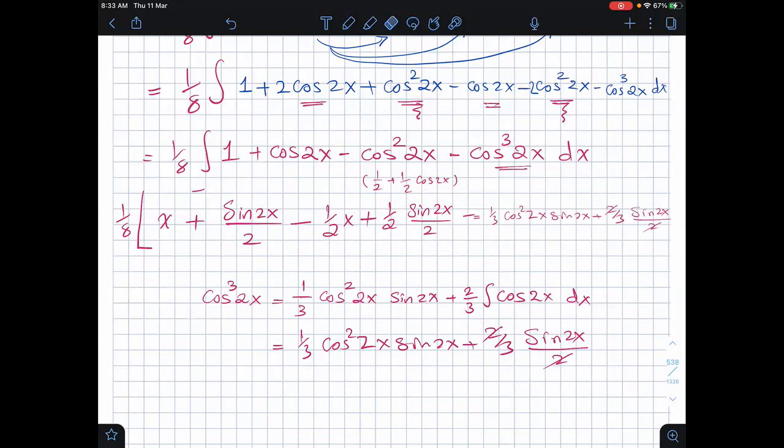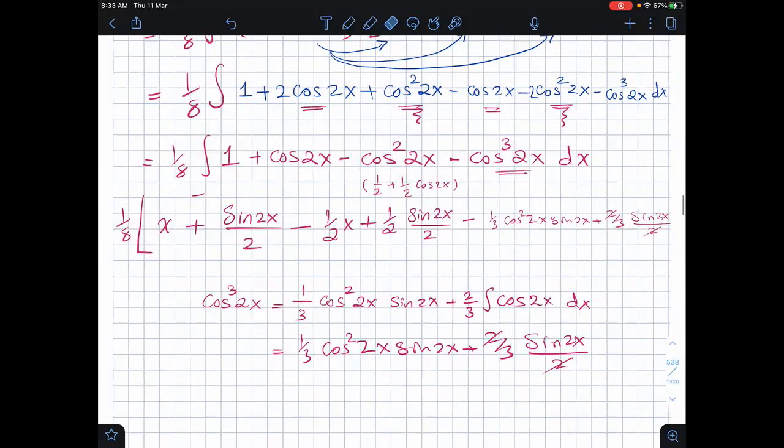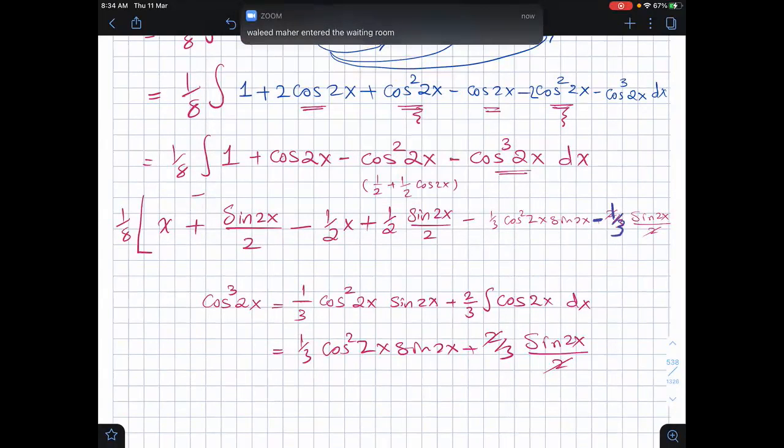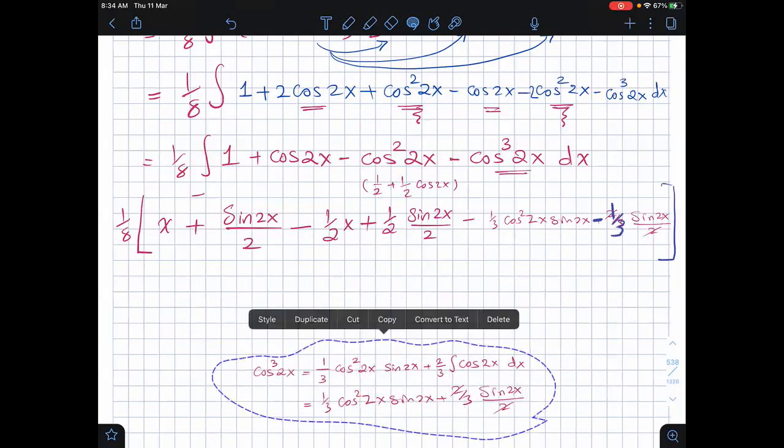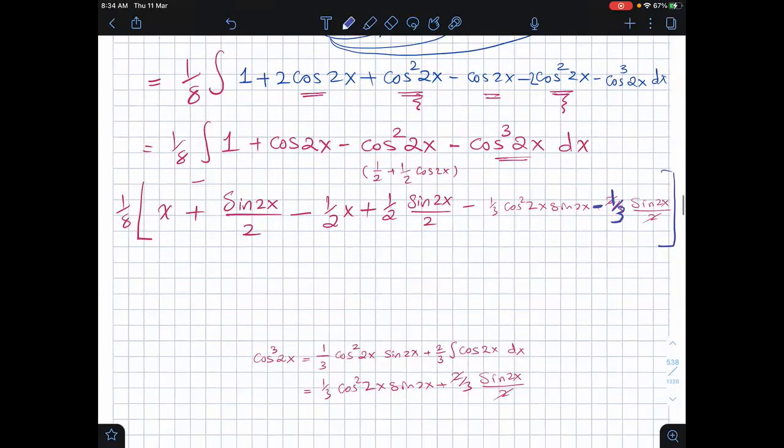Here it should be negative, so be careful with the negative. Because there is a negative, you have to change the plus there. So negative 1/3 cosine squared 2x sine 2x, minus sine 2x, minus 1 over 3 sine 2x, because we cancelled out that one. Remember this is still all multiplied by 1 over 8, plus c.